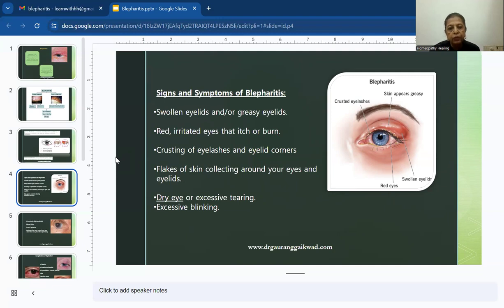So what is the difference? In ulcerative, whatever crust is there, if you remove the crust, there will be an ulcer. Ulcer formation is ulcerative blepharitis. Usually, this is a bacterial infection. In ulcerative, there will be a lot of pain and ulceration. Redness over the skin is there. There's pain, tenderness. All this you will see in case of ulcerative.